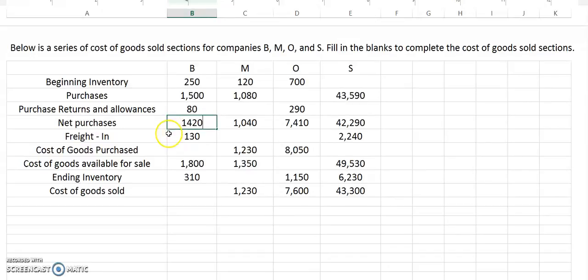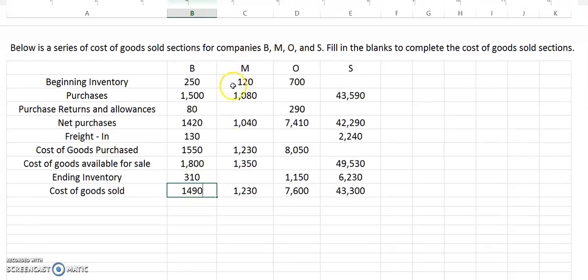$1,420. Now we are going to add in the freight-in, which is $130, which gives us $1,550. Now as we look at the cost of goods available for sale and the ending inventory, we are going to subtract the ending inventory from the cost of goods available for sale, which gives us a total of $1,490. Now let's look at company M.